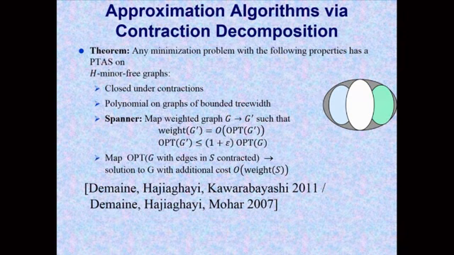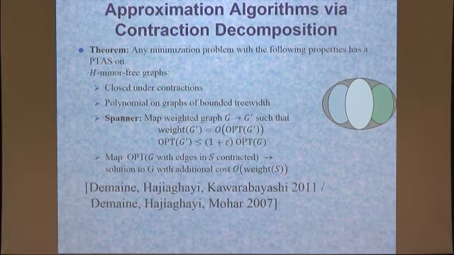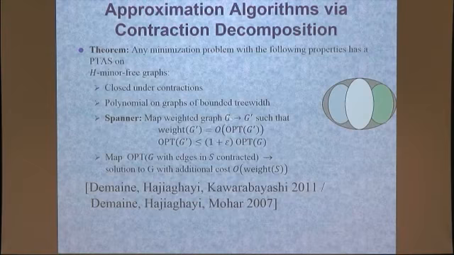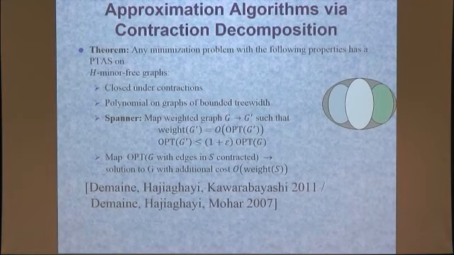Okay. So that's another thing that we showed: any minimization problem with the following properties has a PTAS on H-minor free graphs. What are the properties that you need? It should be closed under contractions, so that if you contract an edge, the size should not go up, only down. It should be polynomial on graphs of bounded treewidth. Again, lots of problems trivially satisfy these two properties.